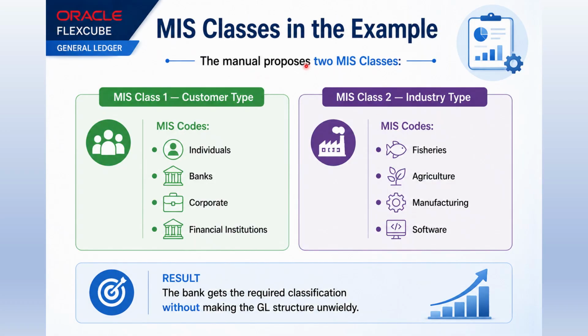MIS classes in the example. In this example, the manual proposes two MIS classes. The first is MIS Class 1, Customer Type. Its MIS codes include individuals, banks, corporate and financial institutions. The second is MIS Class 2, Industry Type. Its MIS codes include fisheries, agriculture, manufacturing, and software. This gives the bank the additional classification it needs without making the GL structure unwieldy. So MIS classes and MIS codes provide additional ways to organize and report GL information.